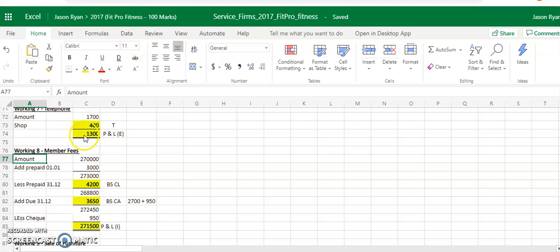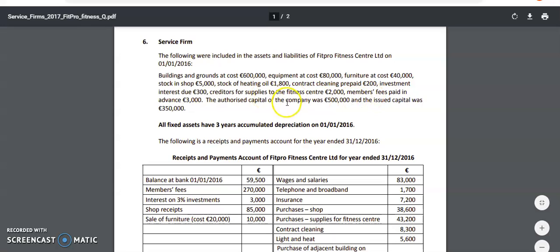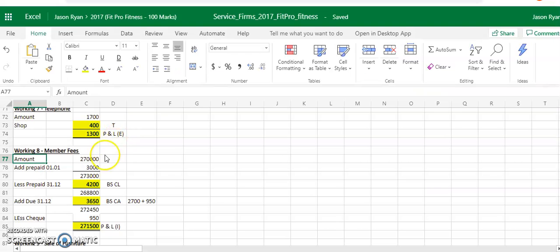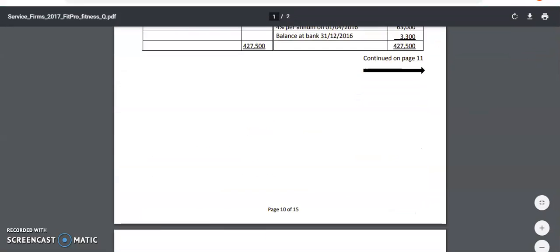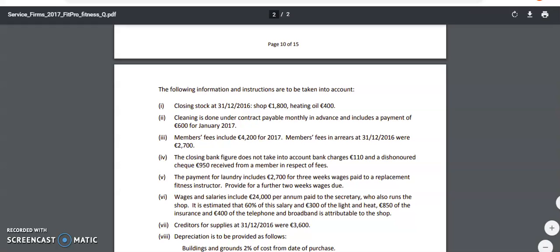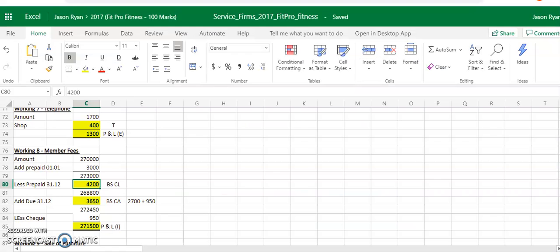You're going to take away or add what's on at the start of the year, which was prepaid at the start of the year. So member fees, 3,000 is going to be added on. Then you're going to take away prepaid at the end of the year. So 4,200 is going to be prepaid for member fees. And then you've got your arrears of 2,700.